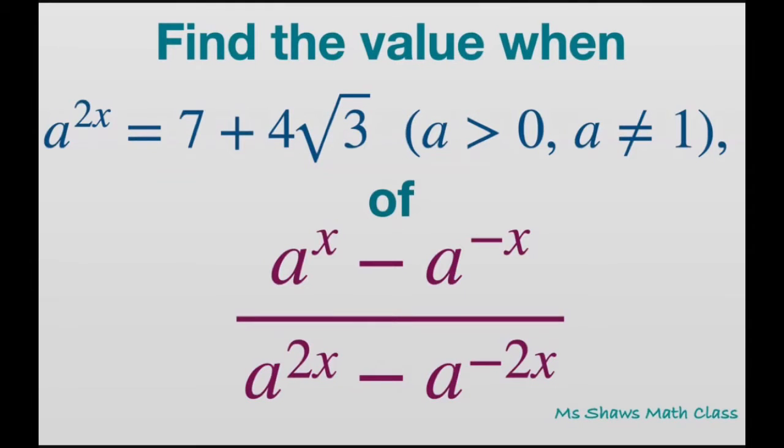Hi everyone. We're going to find the value of (a^x - a^(-x)) divided by (a^(2x) - a^(-2x)). And we're already given what a^(2x) is. Our a is positive, but also it cannot be 1. All right, so basically we already have what a^(2x) is, right?